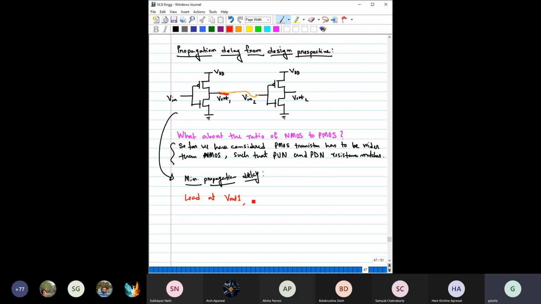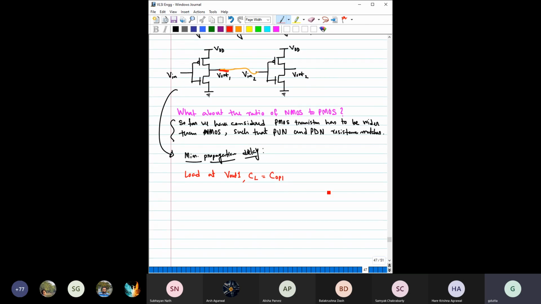Please check if what I am writing is correct. The total load at V out 1 is equal to C output 1, the equivalent output capacitance of PMOS, plus the others. Let me first write it, because here we are using some different nomenclature. CP2.